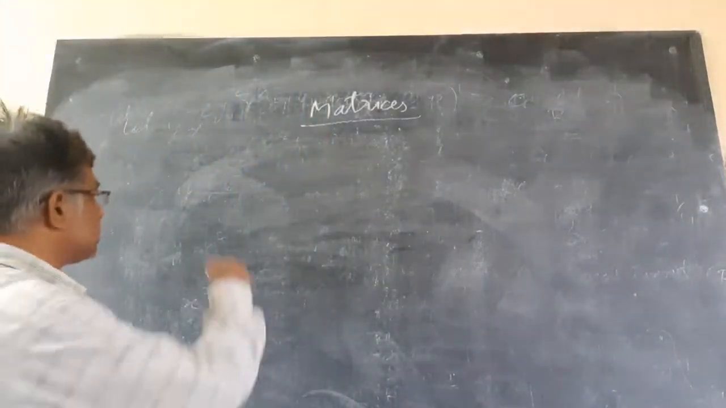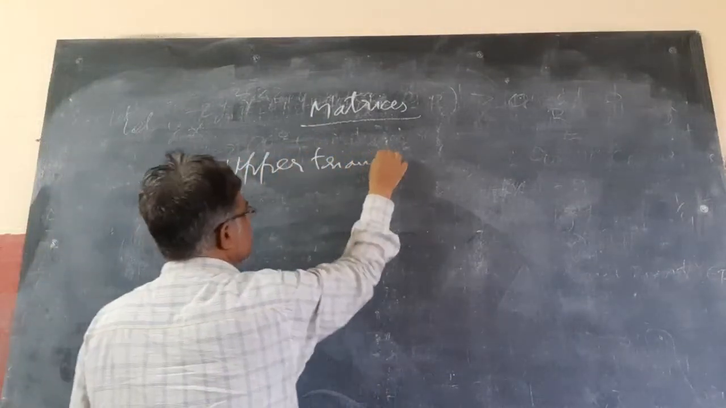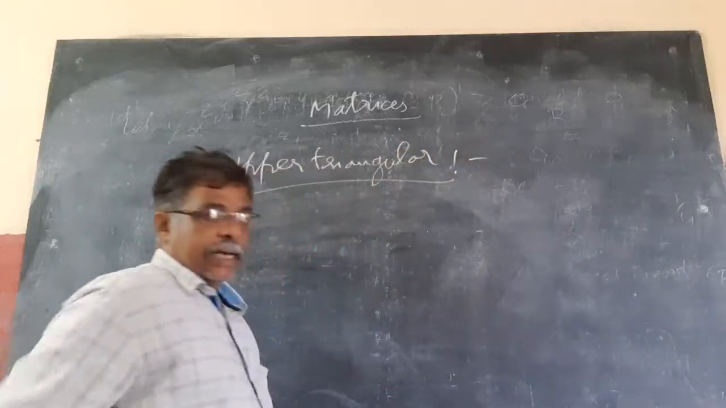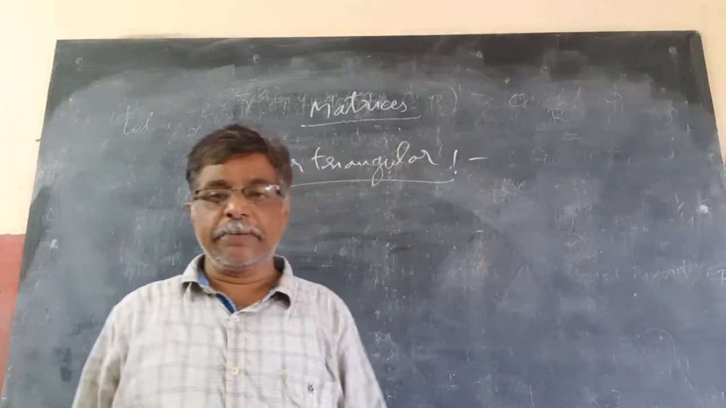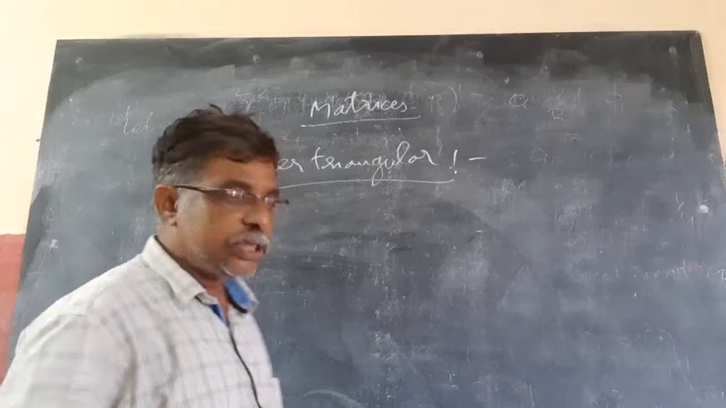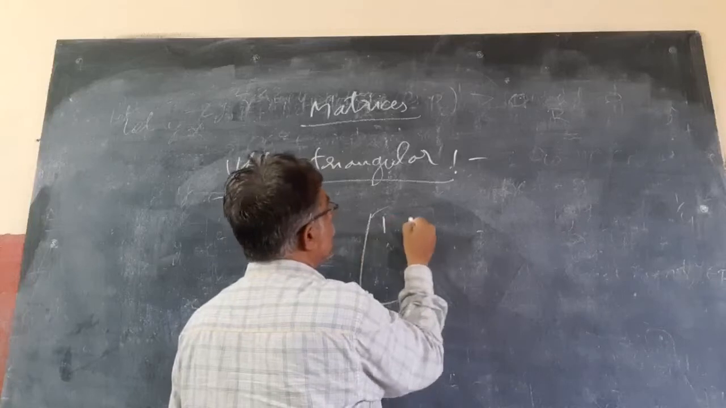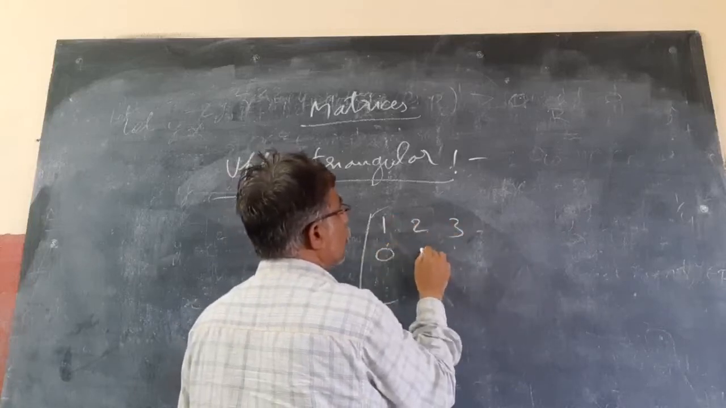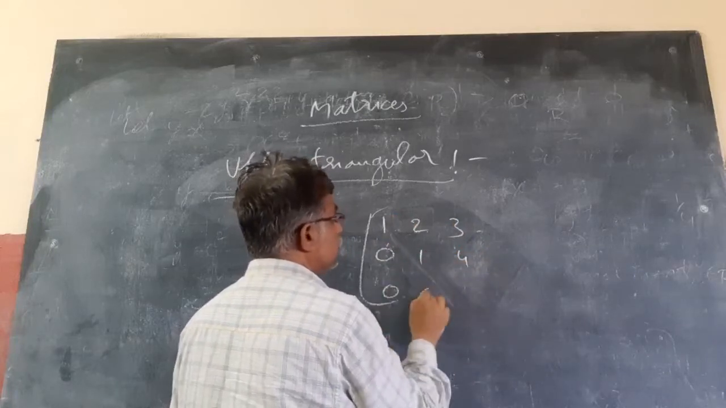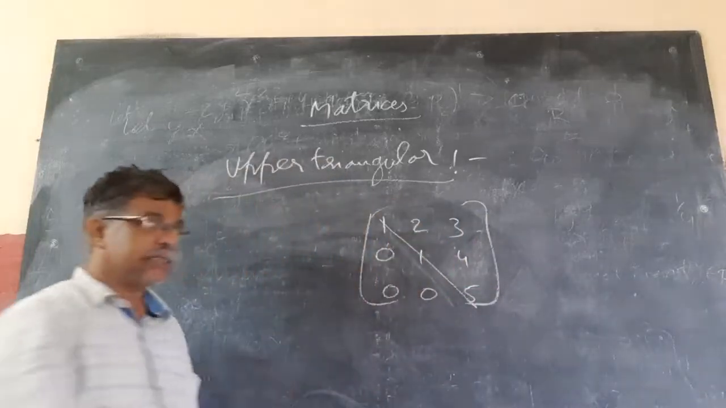Next, triangular matrix: upper triangular and lower triangular. Upper triangular matrix means above the principal diagonal there will be some elements, but all the elements below the principal diagonal are 0. If this is the principal diagonal, below it all are 0. For example, 1, 2, 3, then 0, 1, 4, or something, then 0, 0, 5. Like this. Below the principal diagonal all are zeros.